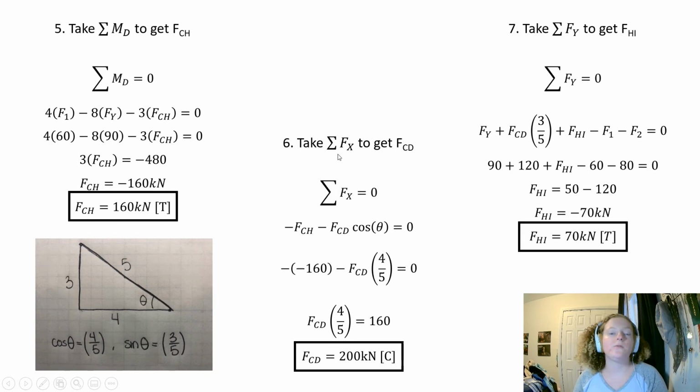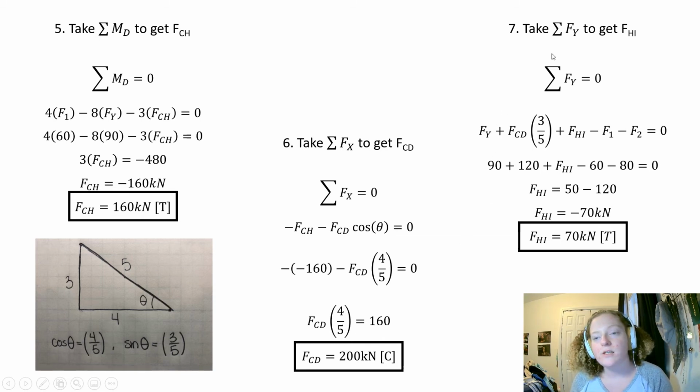Then we can take the sum of the forces in the x direction again to get FCD. So we get negative FCH minus FCD times the cosine of theta. We have our little picture down here where we can just use our lengths, so we have FCD times 4/5. We did get a negative number, so we plug that back in, and it ends up being positive 160. So FCD times 4/5 is equal to 160, and if we multiply 160 by 5 and divide by 4, we get 200 kilonewtons in compression, because that was a positive number.